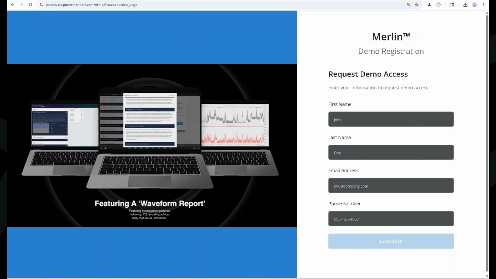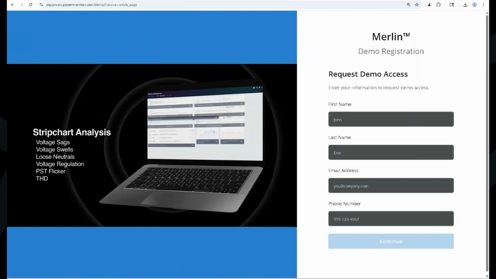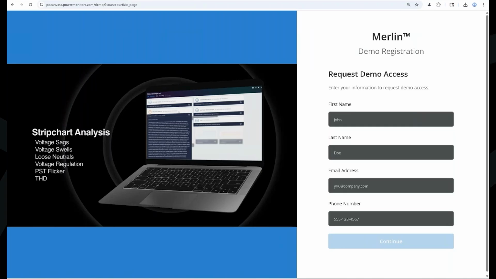Your question is, does the data stay within PQ Canvas? Is Merlin native to PQ Canvas? Yes, Merlin lives inside of PQ Canvas.